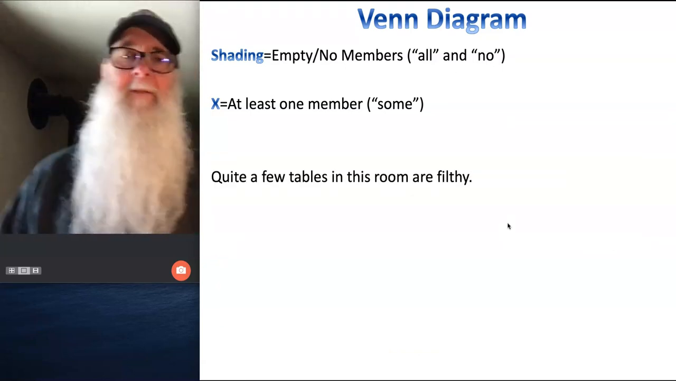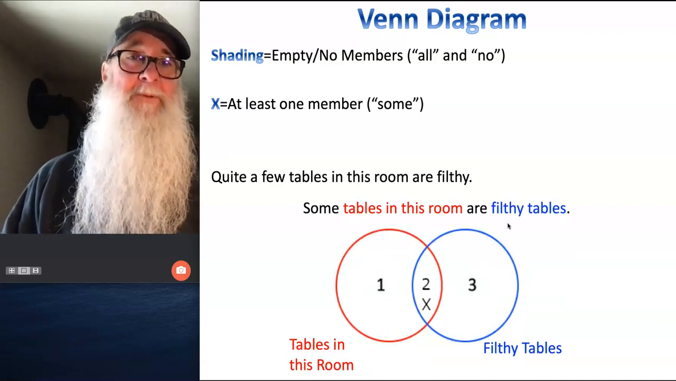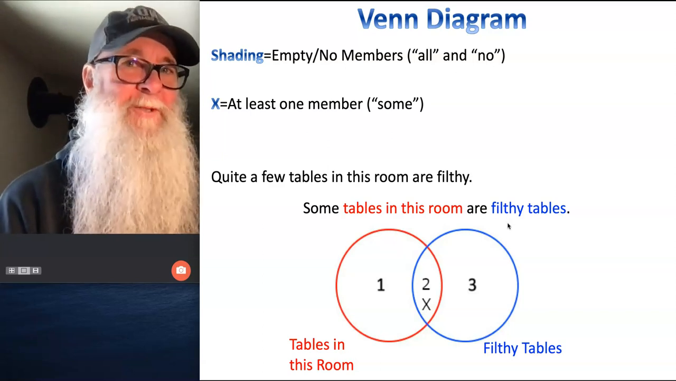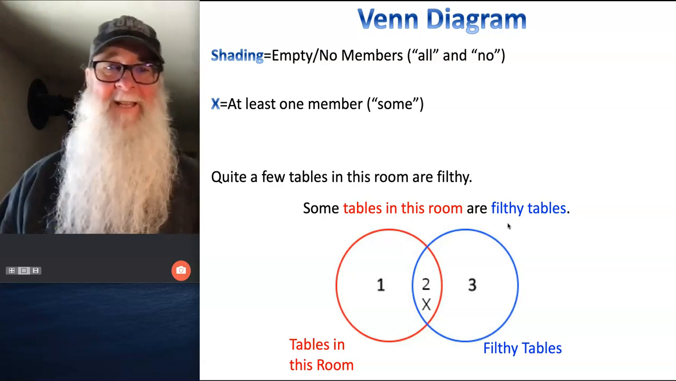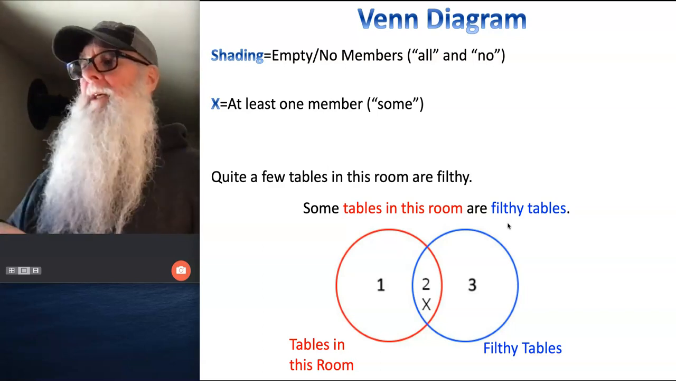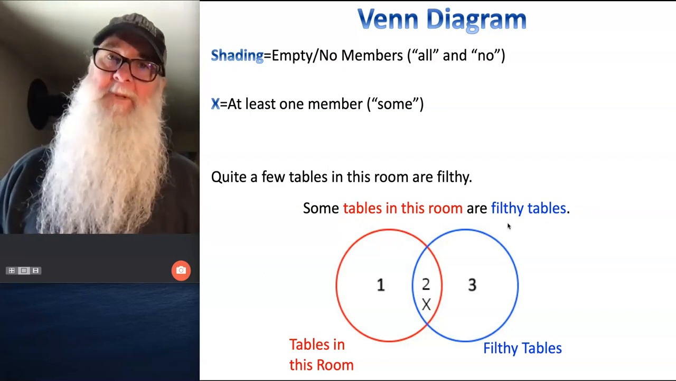All right, quite a few tables in this room are filthy. We're going to translate that as some tables in this room are filthy tables. Did you make sure your predicate term is a countable thing, or do you have just filthy there? Okay, always making sure that predicate term is a countable noun or noun phrase. Okay, so quite a few, many, a few, some, any of those, that's all telling us we're looking at a statement that begins with the word some.